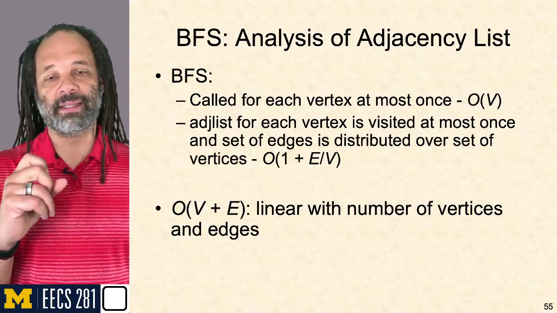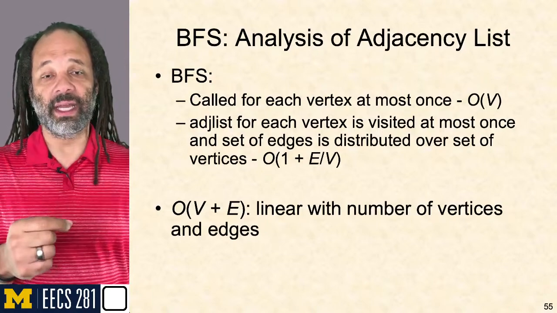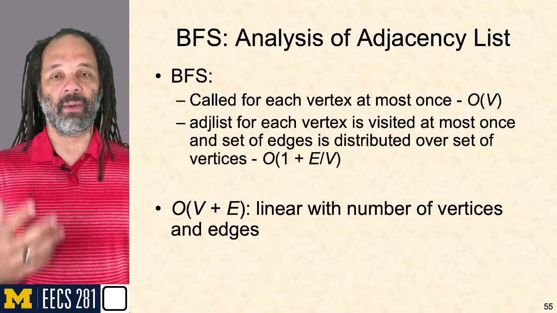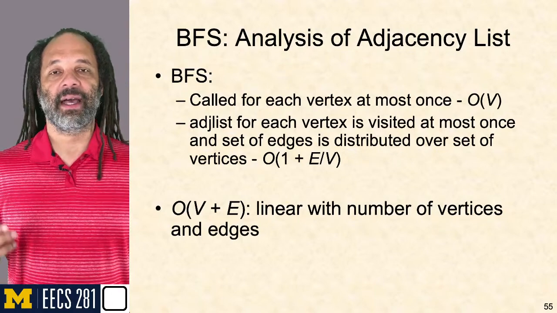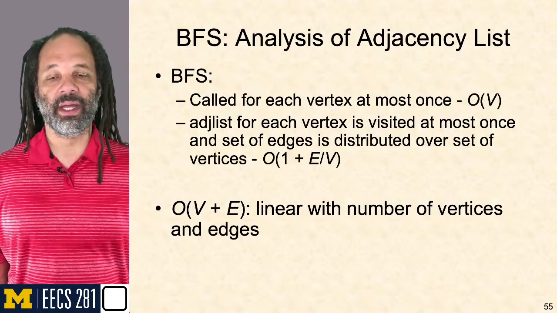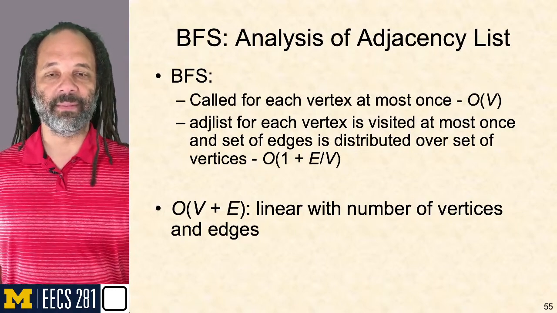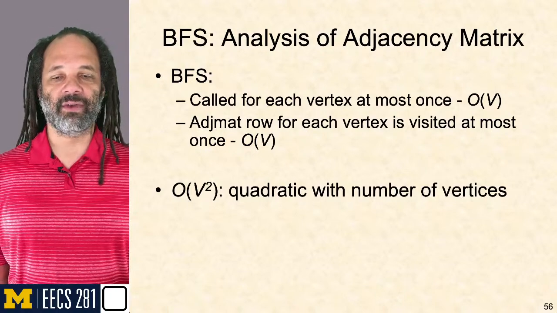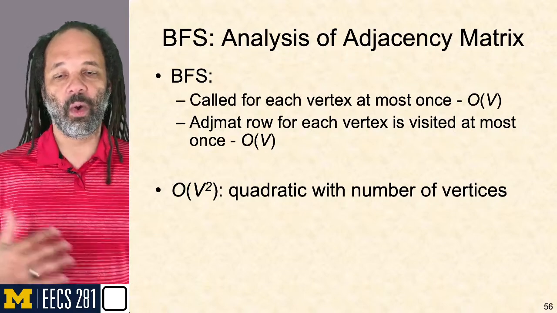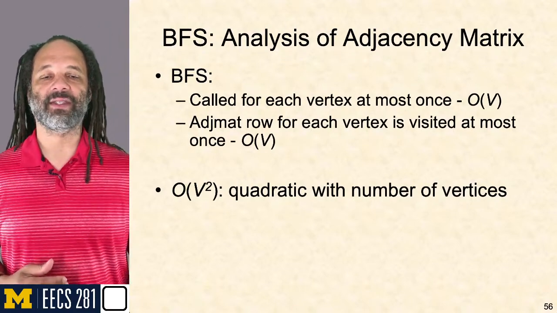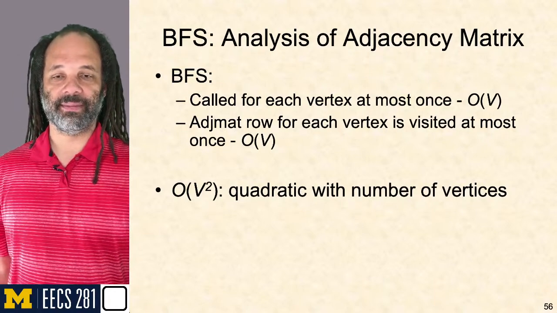So the BFS complexity for adjacency list is 1 over E plus V for each individual vertex, and since there's V of them, I can multiply that out and I get a big O of V plus E. So the BFS analysis of an adjacency list application is linear in the number of vertices and edges, big O of V plus E. Same with the adjacency matrix here. Now I've got the entire row to deal with, so it's V rows, V items per row, ends up being quadratic, big O of V squared, total number of vertices to do a breadth first search with an adjacency matrix.